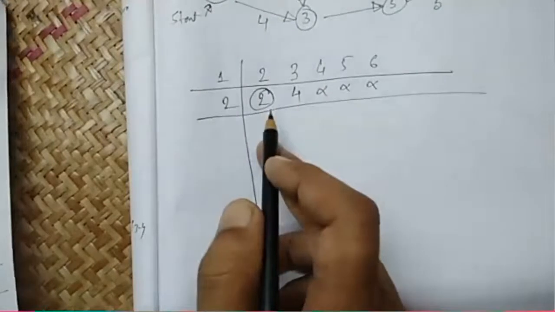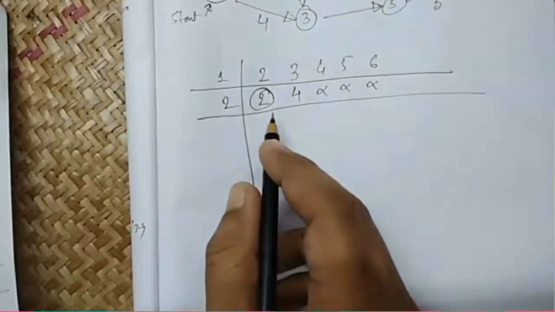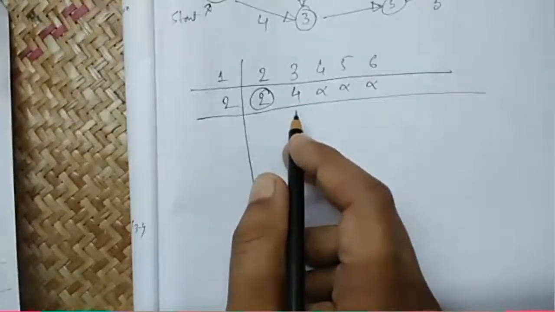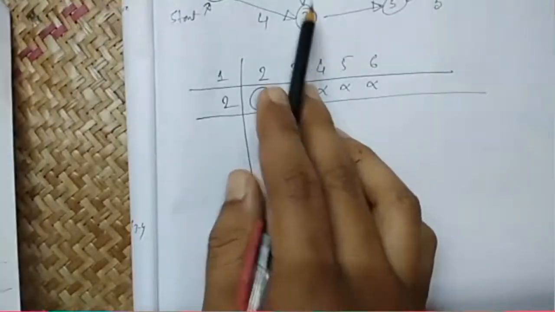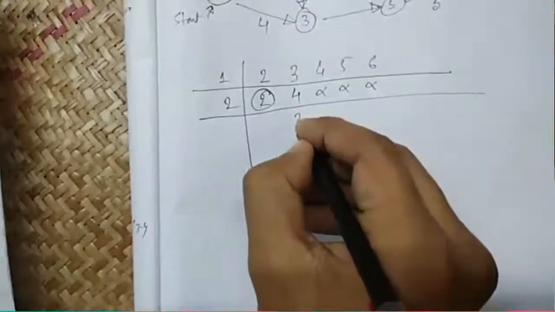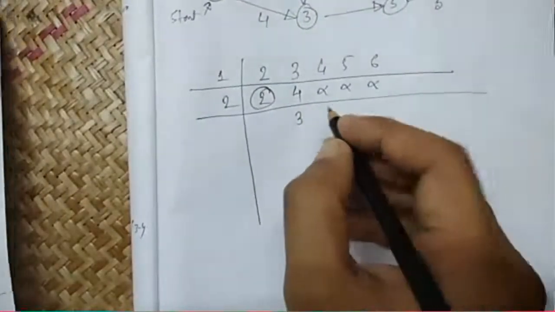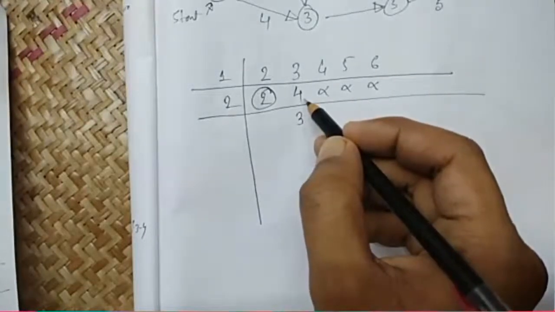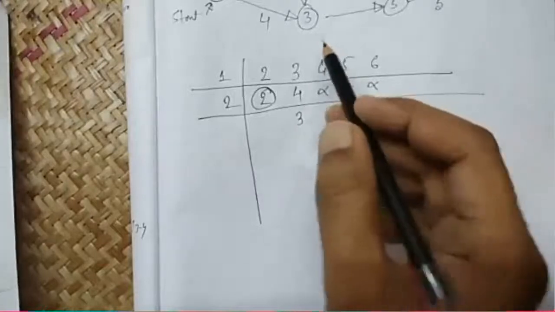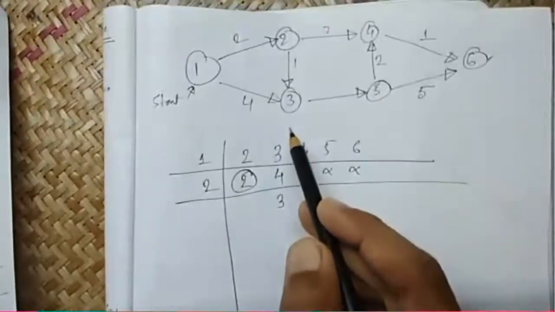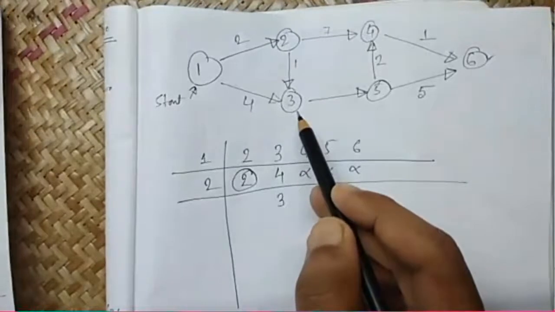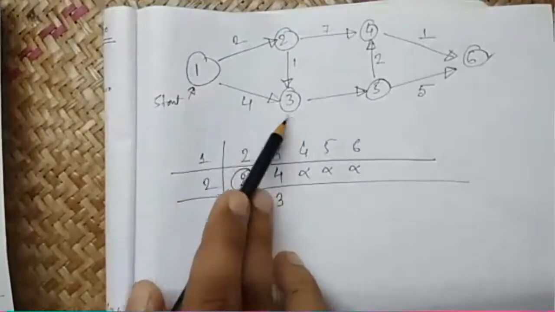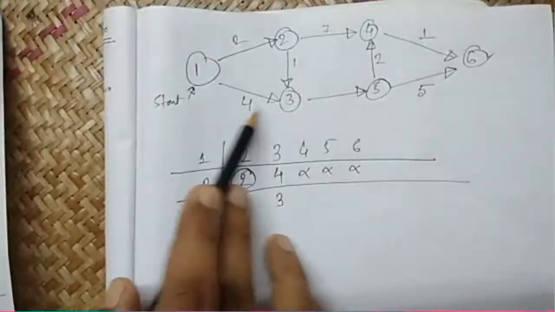2 gets selected. Now from 2 we can reach 3. It is 2 plus 1, so this will be 3. Why am I writing 3? Because 3 is lesser than 4. Initially we were reaching 3 at a time required, or days required, or distance required of 4.